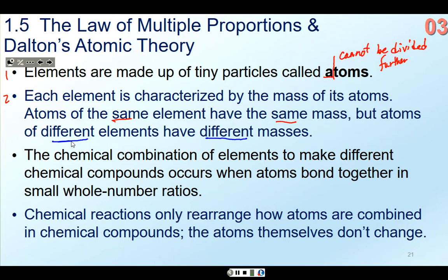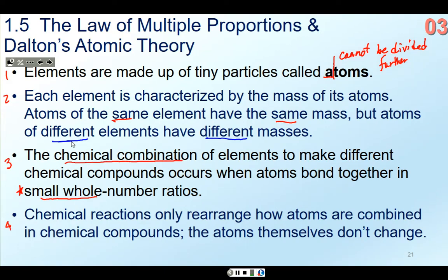The third component of Dalton's theory is that the chemical combination of elements to make different chemical compounds occurs when atoms combine in small but whole number ratios. So you don't ever have a fraction of an atom combining. They have to be in small whole number ratios when chemical combinations occur. That's what chemical reactions are. Chemical combinations are always going to be in whole number ratios.